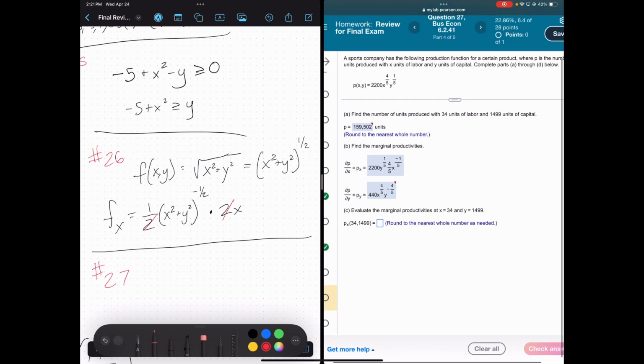So then what does it ask next? Evaluate your marginal productivities at these values. What does that tell you to do? Same thing as we just did in the last problem. That just means now that you have the partial derivative, here's an x value to plug in, here's a y value to plug in. See what you get. Okay.